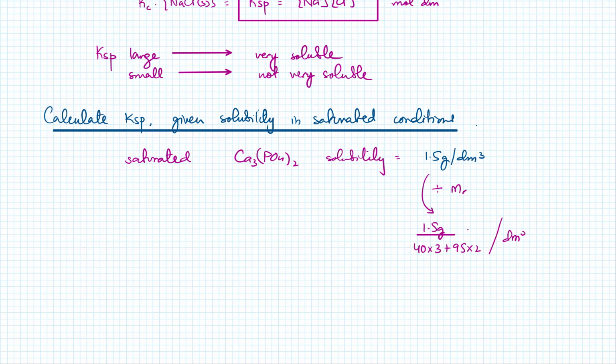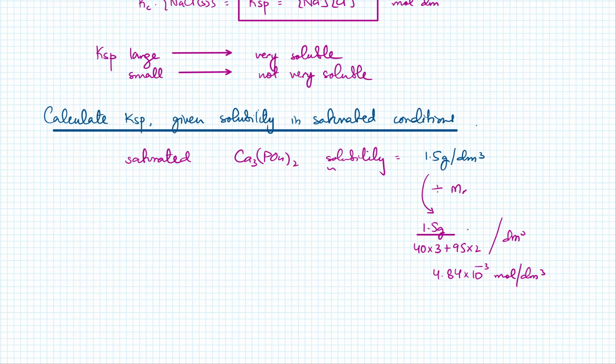Does anyone have a calculator? What do you get for this? Yes, sir, 310. What is 1.5 divided by 310? What do you get? 4.84 multiplied by 10 to the minus 3. So what I've done is I've converted the gram per dm cube into mole per dm cube.